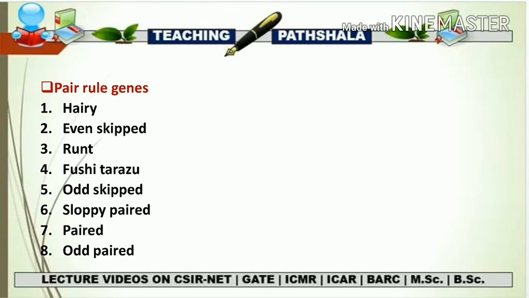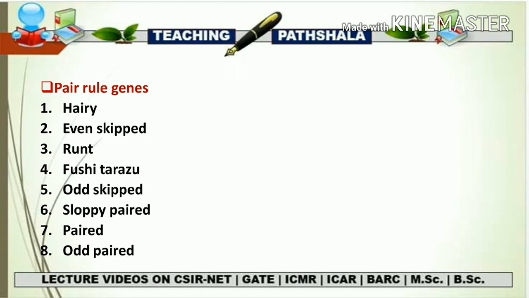And these are the 8 examples of pair rule genes: hairy, even skipped, runt, Fushi tarazu, odd skipped, sloppy paired, paired and odd paired. One note I would like to give you here is that you don't have to remember each and every function of these 8 pair rule genes. You only have to remember the names, and I think that is totally fine.